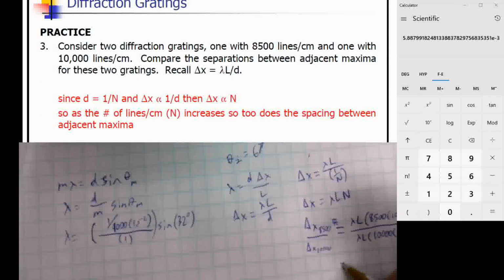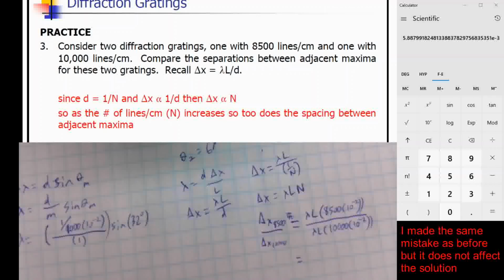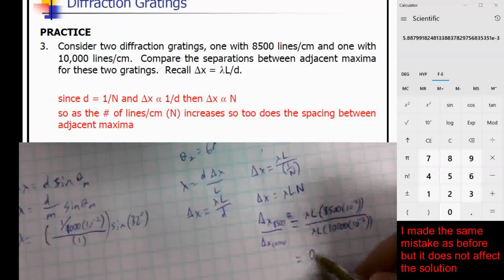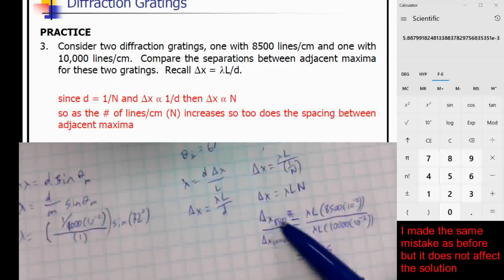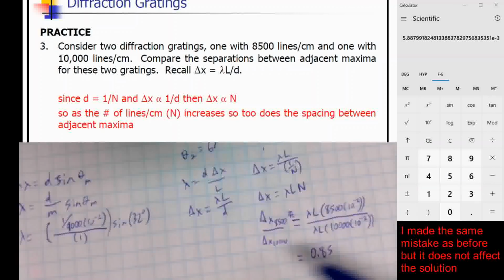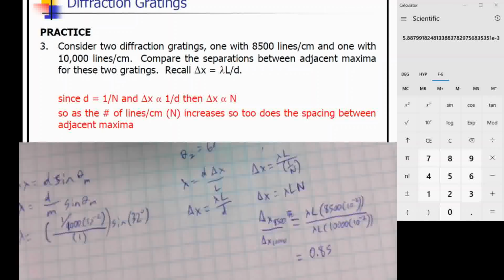This works out to a difference here of basically 8,500 divided by 10,000, which is 0.85. So the spacing for the 8,500 is 85% of what the spacing is for the 10,000, meaning that the more lines we have, the greater the spacing between adjacent maxima.